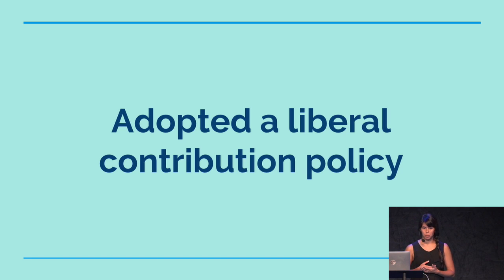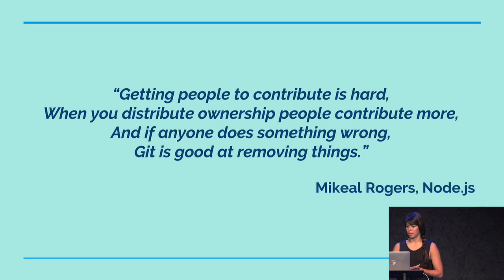They also adopted a more liberal contribution policy. There were a lot of different components to this, and they happened over the years, so I'm not going to go into all the things that they did. But I think this quote from Michael Rogers sums it up pretty well: getting people to contribute is hard. Everybody who runs a project knows that. When you distribute ownership, people contribute more. And if anyone does something wrong, Git is good at removing things. Right? So again, there's this marriage between the tools that enable people to work together more collaboratively, and that being able to enable this more liberal type of governance and more liberal approach to contributions. Because if anything bad happens, we have the tools to reverse it.